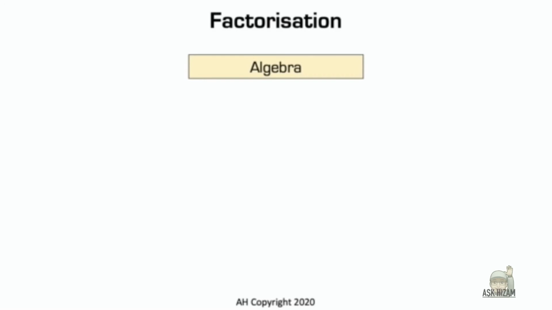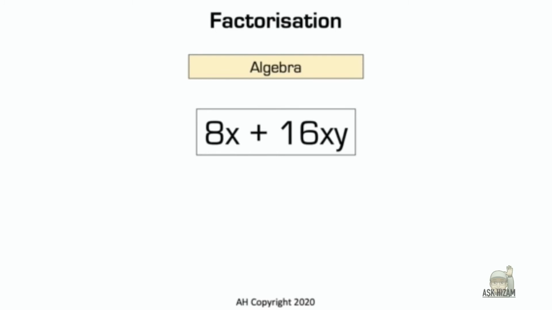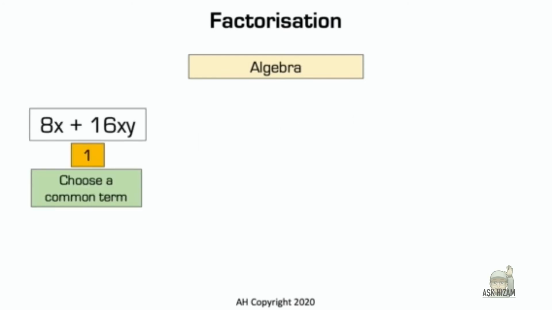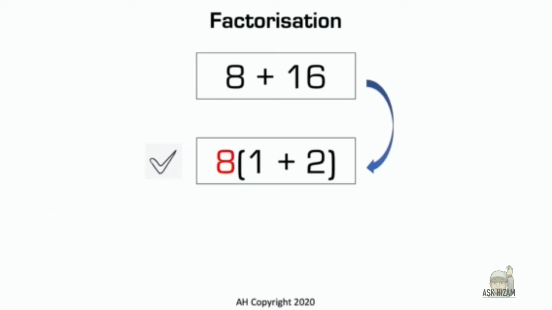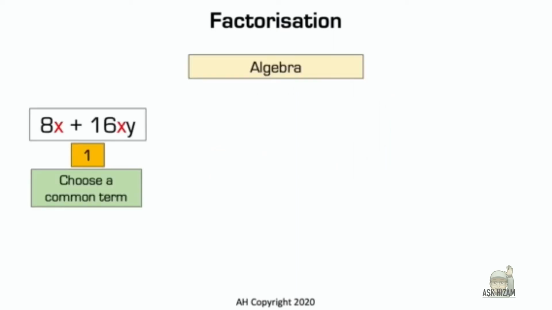Using these same 3 steps, we can factorize an algebraic equation. Adding x and y into the previous example, we have an algebraic equation which is 8x plus 16xy. Let's factorize this. Again, step 1, choosing the common term. Based on the previous example, we know that for 8 and 16, the best common term will be 8. But now we have x's and y's in our equation, and both terms have x's. So that's another common term from the equation. Combining these two, we have the common term of 8x.